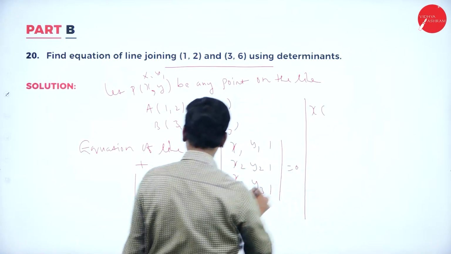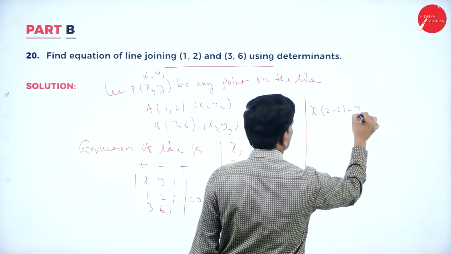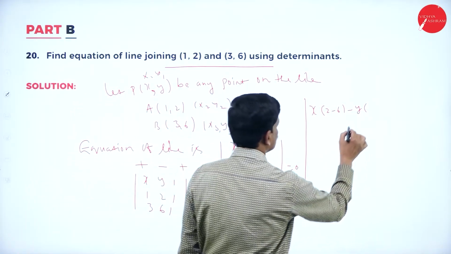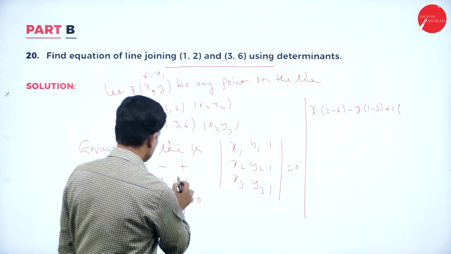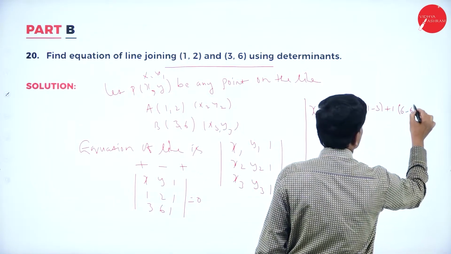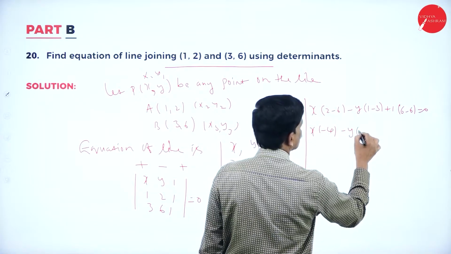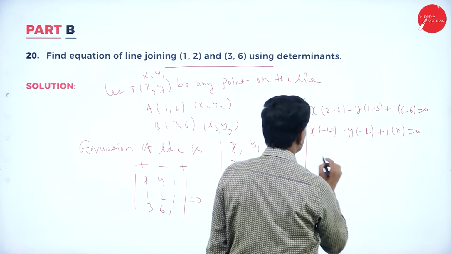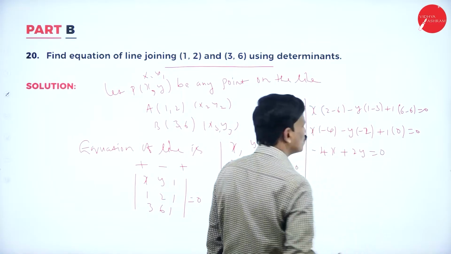That is x into 2 into 1 is 2 minus 6, minus y into, this is gone, 1 into 1 minus 3 ones are 3, 1 minus 3, plus 1 into, this row and column is gone, 1 6 are 6 minus 6 is equal to 0. That's it. Now x into minus 4 minus y into minus 2 plus 1 into 0. So this is minus 4x plus 2y is equal to 0.